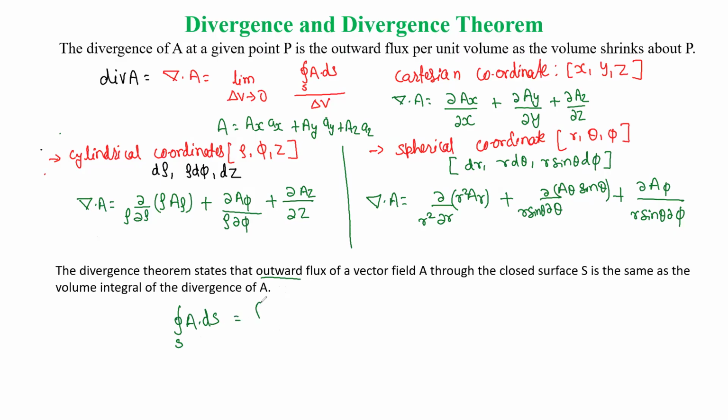Over the closed surface is equal to the volume integral. So we use V here, which is the triple integration. The volume integral of the divergence of the vector: del dot A is the divergence of the vector, and dV we need to write here. So this is the divergence theorem that is going to help us simplify many solutions. Okay, so we need to keep in mind what the parameters are.